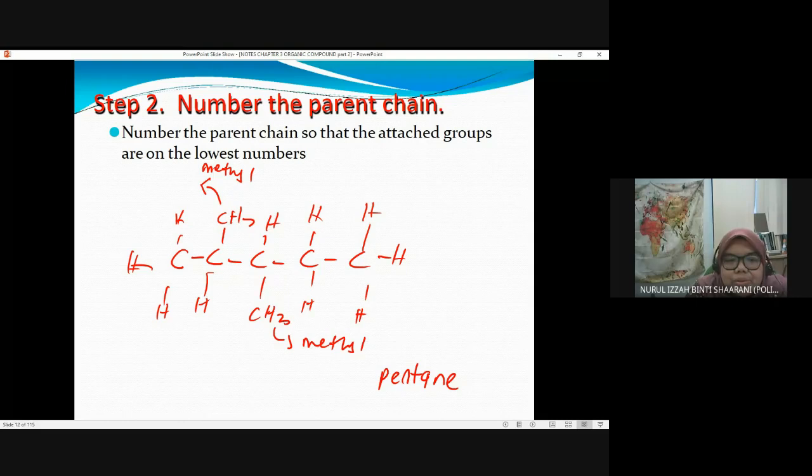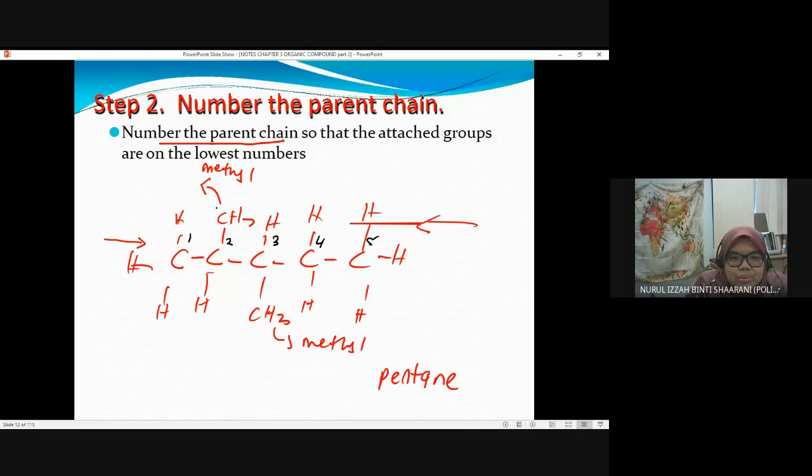Okay, so dia kata number the parent chain. Kita kena bagi number dekat parent chain kita, so that the attached groups are on the lowest possible number. Okay, so kita kena pastikan. So we have two directions here, whether we want to give the number daripada belah kiri, or from the right. Okay, so let's say kita numberkan dia dulu dari atas ni daripada kiri. 1, 2, 3, 4, 5.